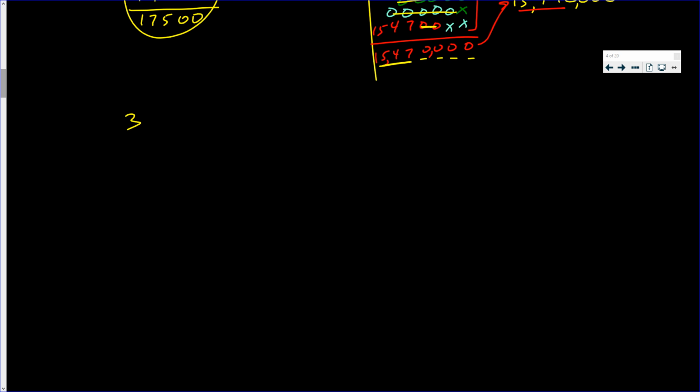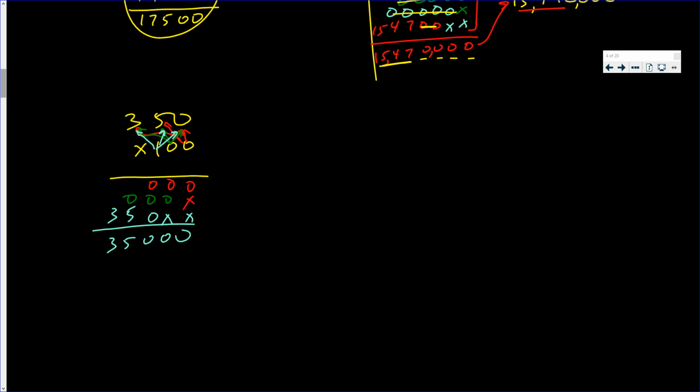If you were asked to compute 350 times 100, don't do this. It's just a pain. 0 times 0, 0 times 0, 0 times 5, 0 times 3. Then do indent, then do 0 times 0, 0 times 5, 0 times 3, and then indent 2 times, and then do 1 times 0, 1 times 5, and then 1 times 3, and you get this number.